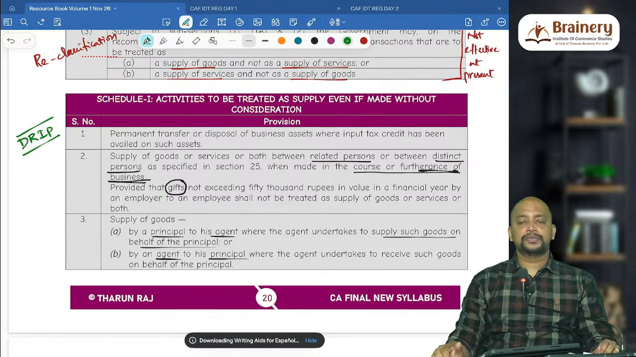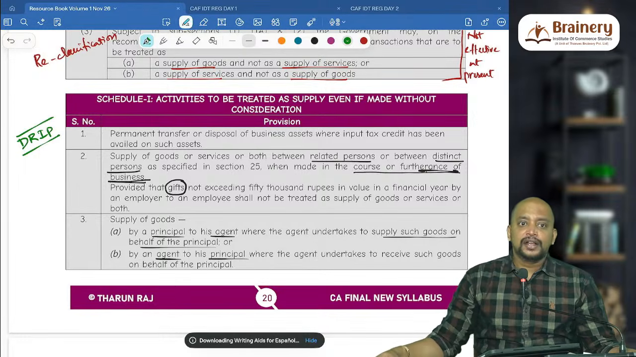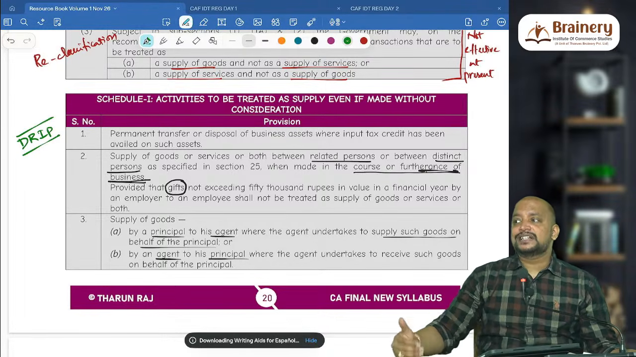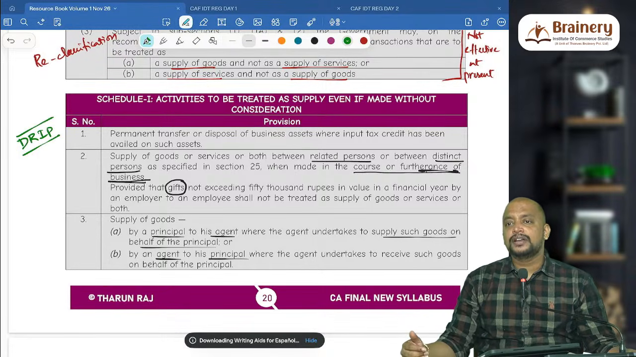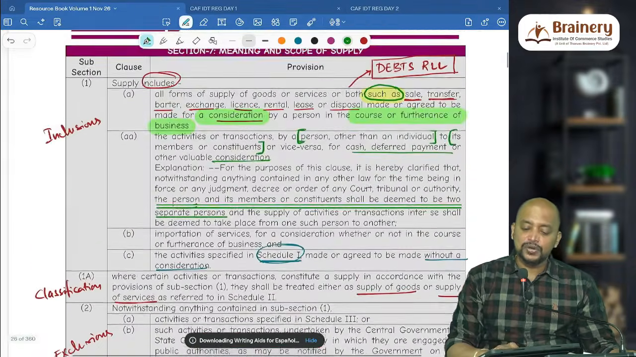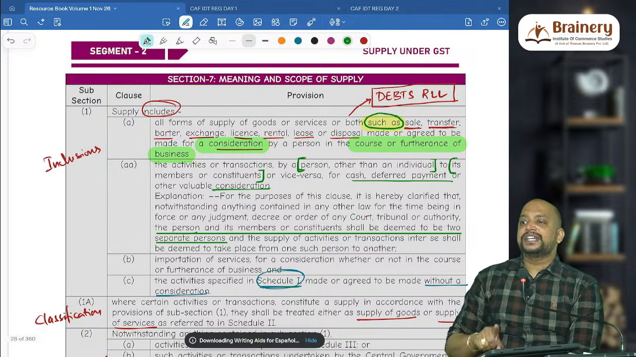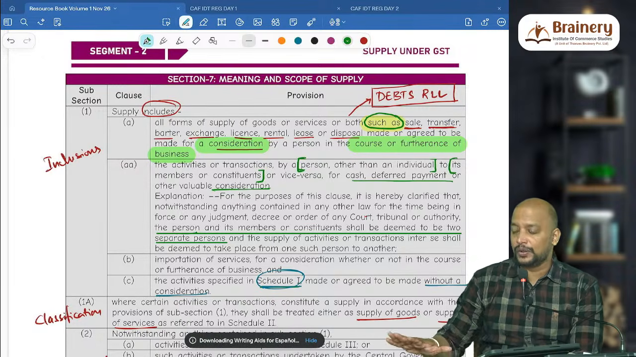You can remember these four transactions easily through the mnemonic DRIP. D-R-I-P. D for disposal of business asset on which ITC is available. R for related party transaction including transaction between distinct persons. I for import of services from a related person or another establishment located outside India. P for principal-agent transactions. So we completed inclusions in the meaning of supply: 7(1)(a), 7(1)(aa), 7(1)(b) and 7(1)(c). Whenever we are referring to 7(1)(c), we need to write read with Schedule 1.